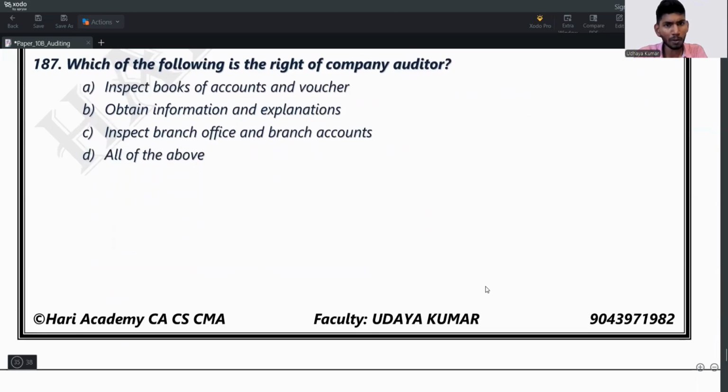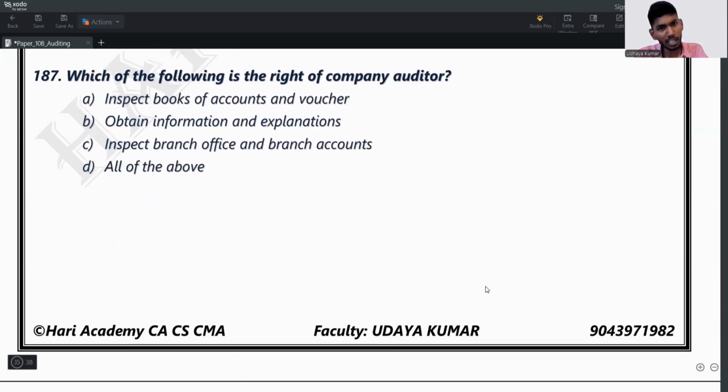So inspect books of accounts and vouchers. Yes, it's right. Obtain information and explanation. Yes, it's also right. Inspect branch office and branch accounts. It's also right. So option D, all of the above.